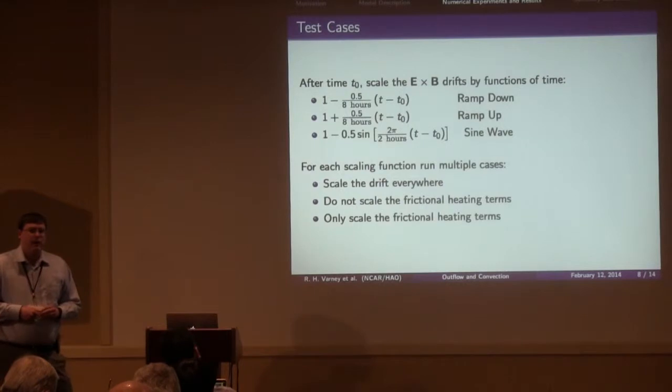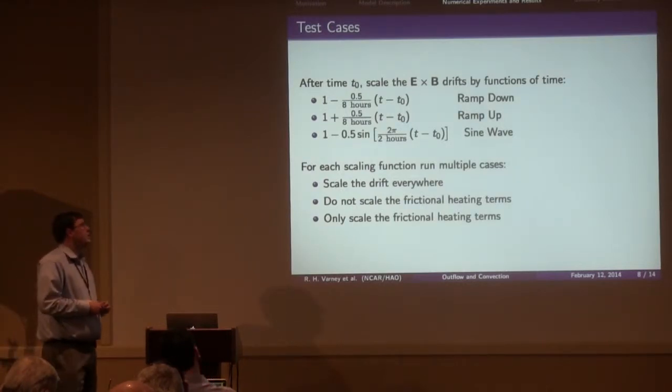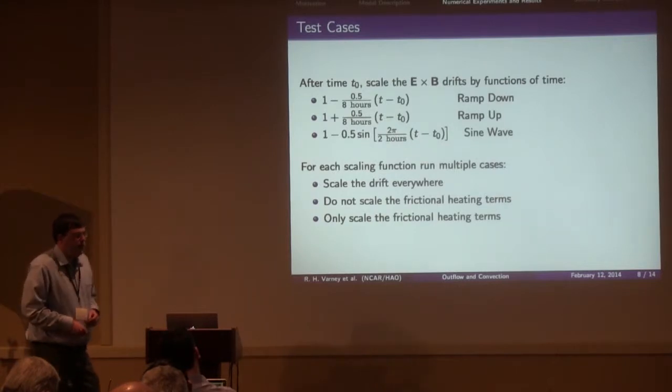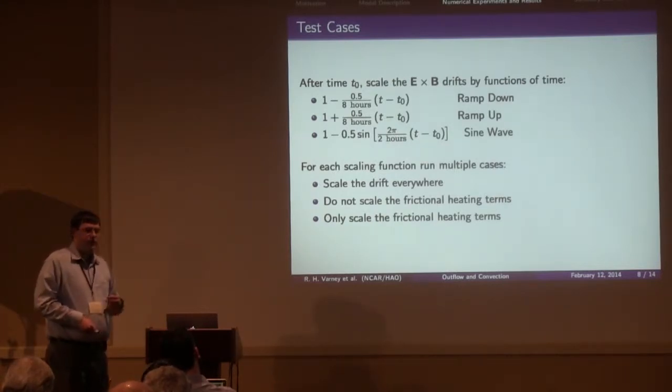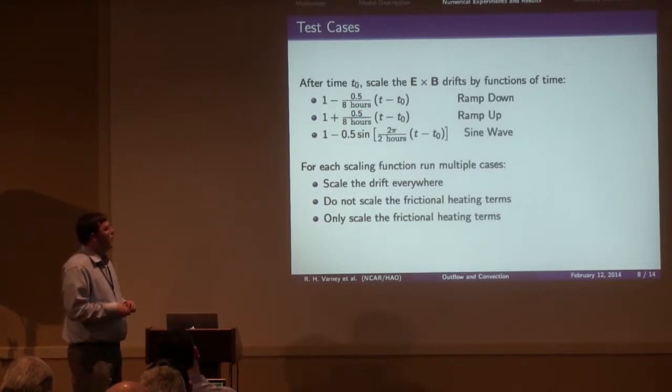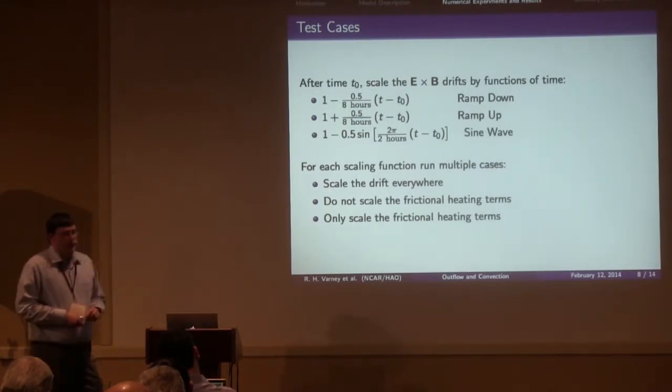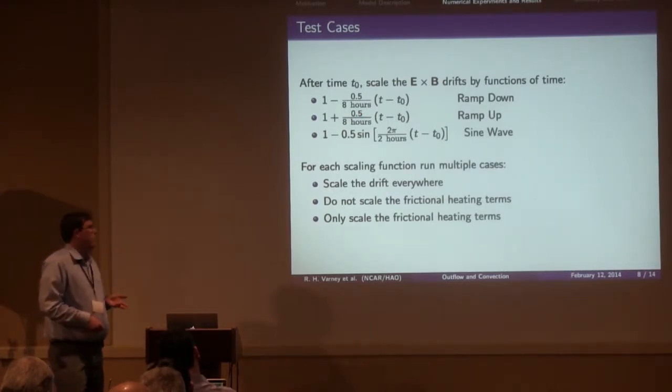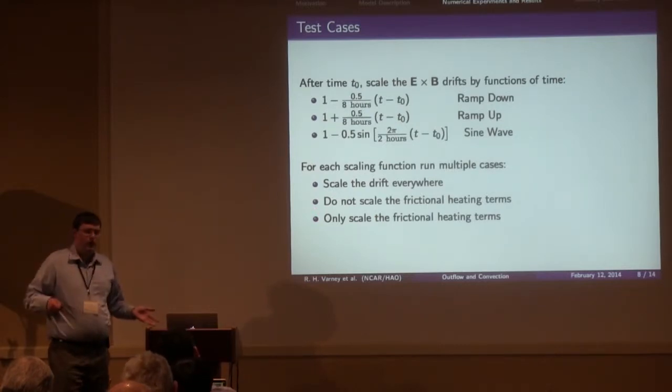To get an idea of how this model behaves, I want to do some simple test cases. So after some time that the model has settled down into something like a steady state, I'm going to scale the potential pattern by simple functions of time. I'm going to do a slow ramp down over 8 hours, a slow ramp up over 8 hours, and a 2-hour period sine wave.